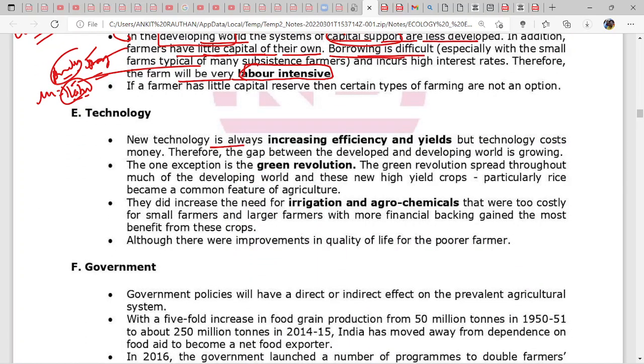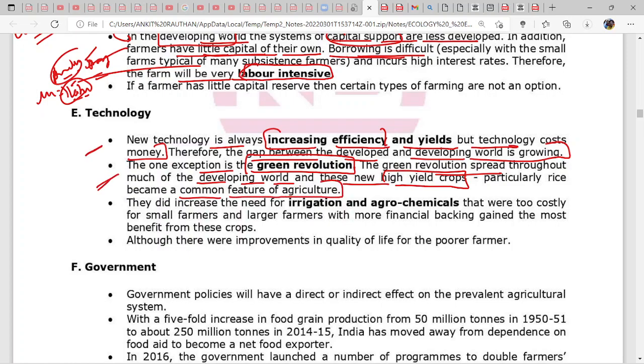Technology. New technology is always increasing efficiency and yields, but technology costs money. So therefore, the gap between the developed and developing world is growing. The one exception is the green revolution. The green revolution spread throughout much of the developing world, and these new high-yield crops, particularly, became a common feature of agriculture. Very easy point to understand.